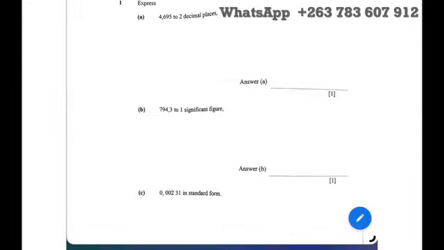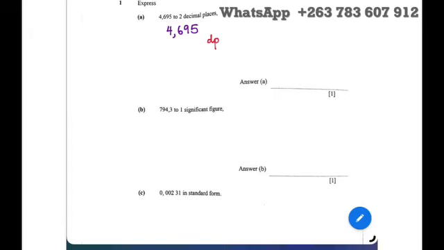So number 1, this was real numbers. Express 4.695 to 2 decimal places. So the first step here is to understand decimal places. So decimal places here, we start at 6. This is the first decimal place. So 1, 2, 3. So we have 3 decimal places. They want us to write an answer with 2 decimal places.